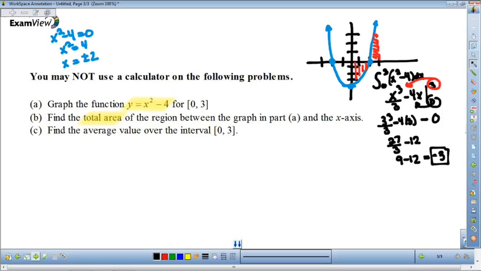So my area under the curve from 0 to 3 is negative 3. So that means I have more area here than I do above the curve.